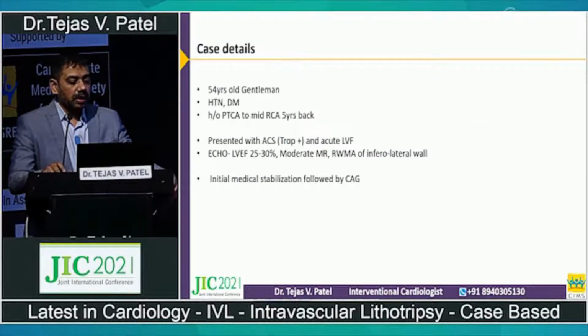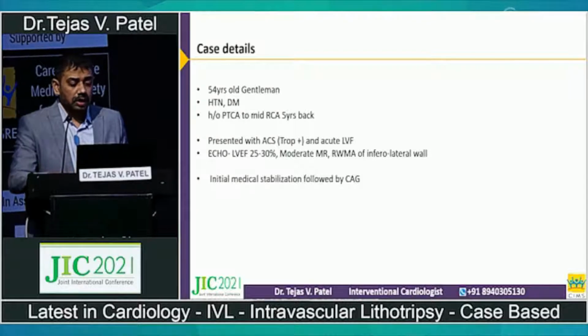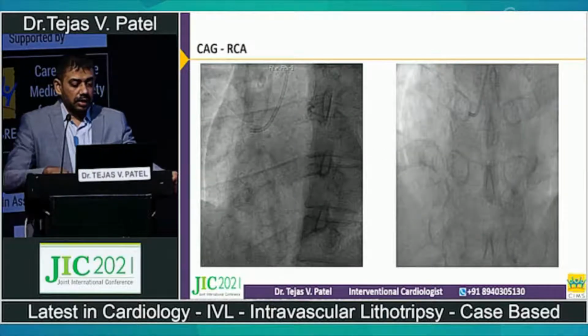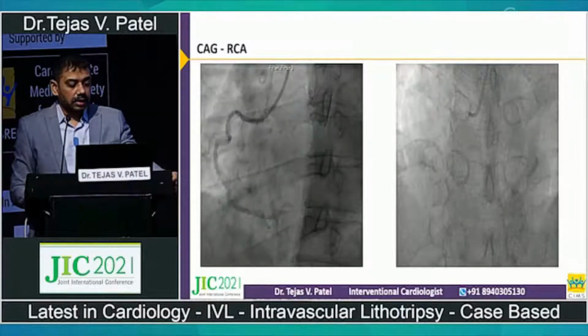A 54-year-old gentleman, hypertensive, diabetic, with a PTCA to the mid RCA 5 years back, presented to us with acute coronary syndrome, positive with acute LVF. Ejection fraction was 25 to 30% with moderate mitral regurgitation, and there was a new regional wall motion abnormality of the infralateral wall in the echocardiography. So after initial medical stabilization, we planned angiography, and you can see the angiography.